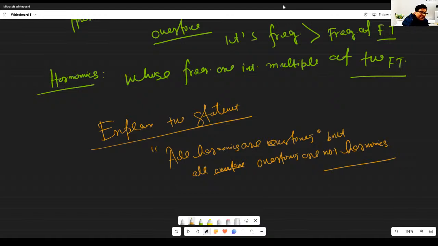So it will be overtone. So harmonics have frequency larger than the fundamental tone, that's why they are overtones, confirm. But overtone need not be an integral multiple. That's why all overtones are not harmonics. Clear? This completes today's first session. Okay?